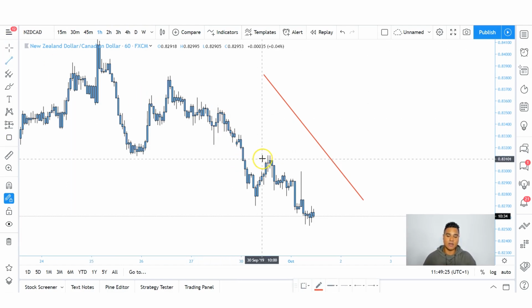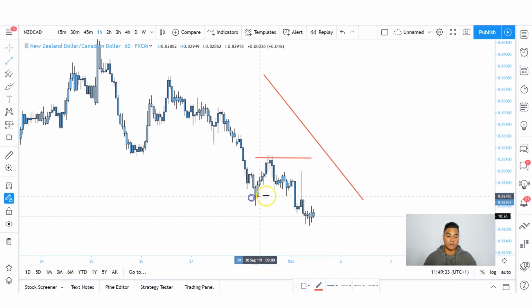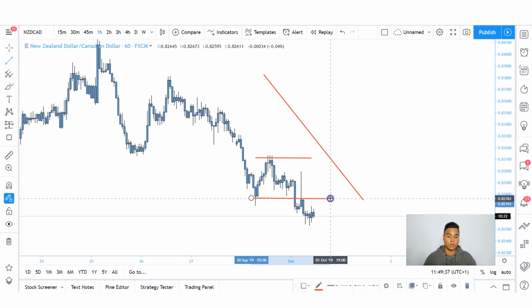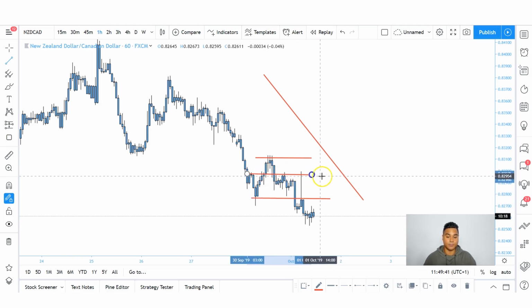So when we're looking at this level, we can see here, we have a major level in the market where price is reacting. Here, we have a major level in the market where price is reacting. And here, we have a major level in the market where price is reacting.